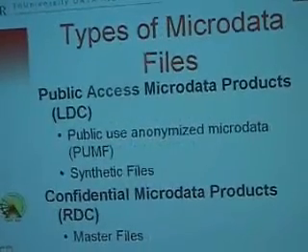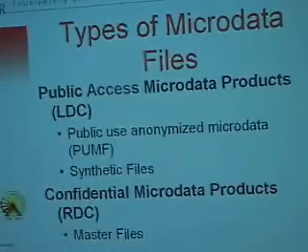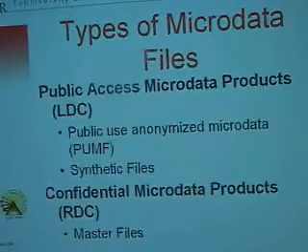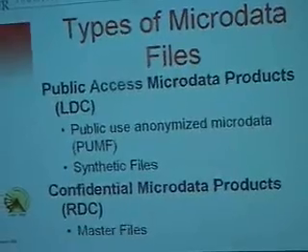Types of microdata files. First of all, there are the public access microdata products that are available through the DLI. Those are the public use anonymized microdata, the public use microdata files, or the PUMFs. And the synthetic files, which they used to call dummy files when I started a few years ago, and I had no idea what they were talking about. So I like the word synthetic a little bit better than dummy files. And then there are also those confidential microdata products that are available in the RDC, and those are the master files.